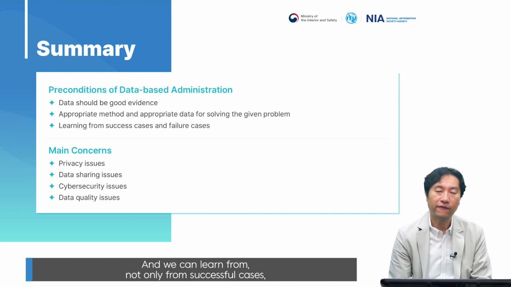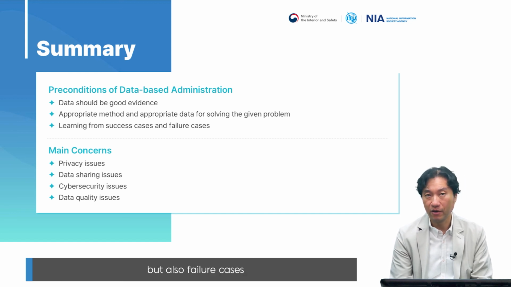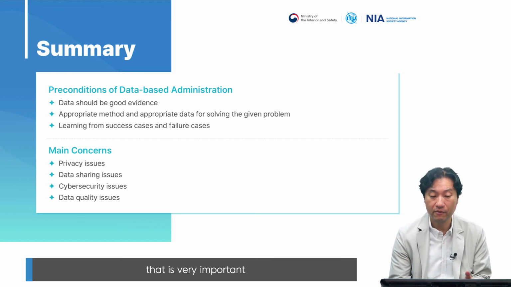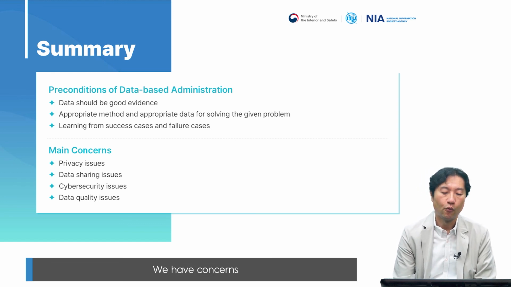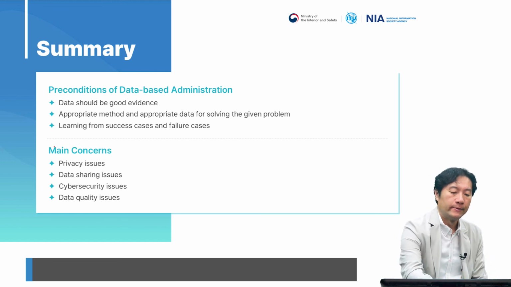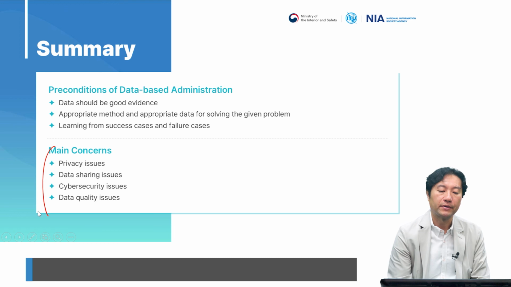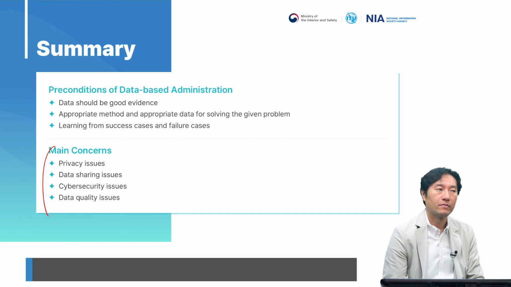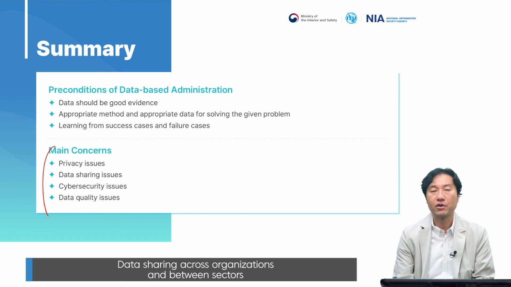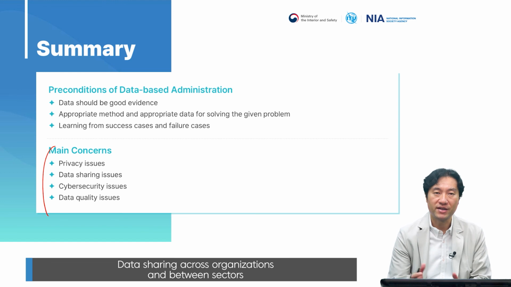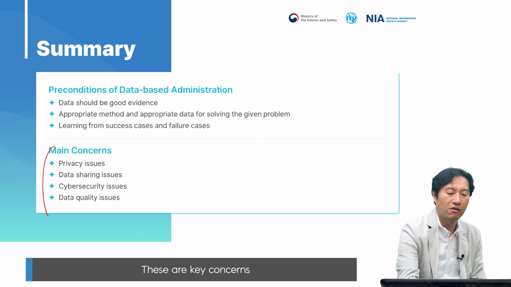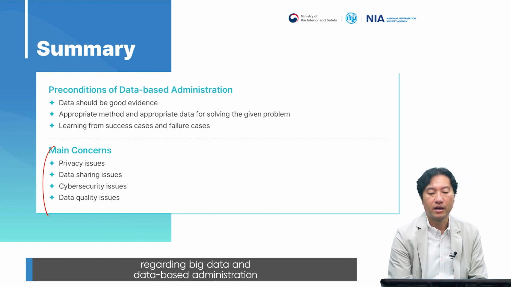And we can learn from not only successful cases, but also failure cases. So learning from both successful cases and failure cases, that is very important. We have concerns around the data-driven government: privacy issues, cybersecurity issues, data sharing issues, data sharing across organizations and between sectors, and also data quality management issues. These are key concerns regarding big data and data-based administration.